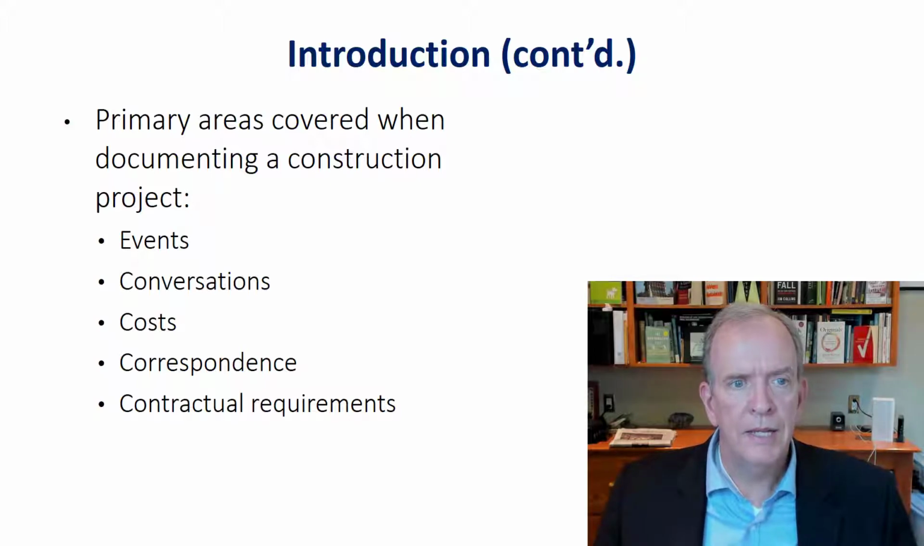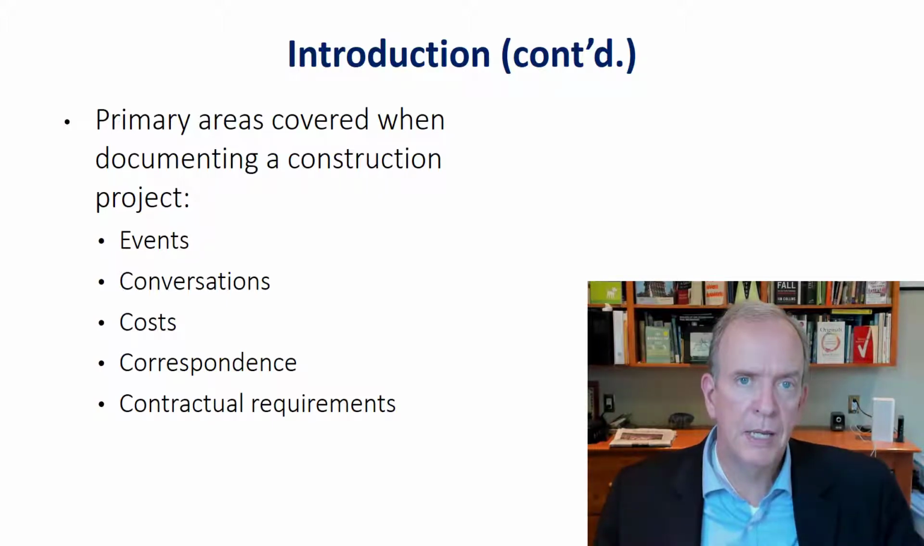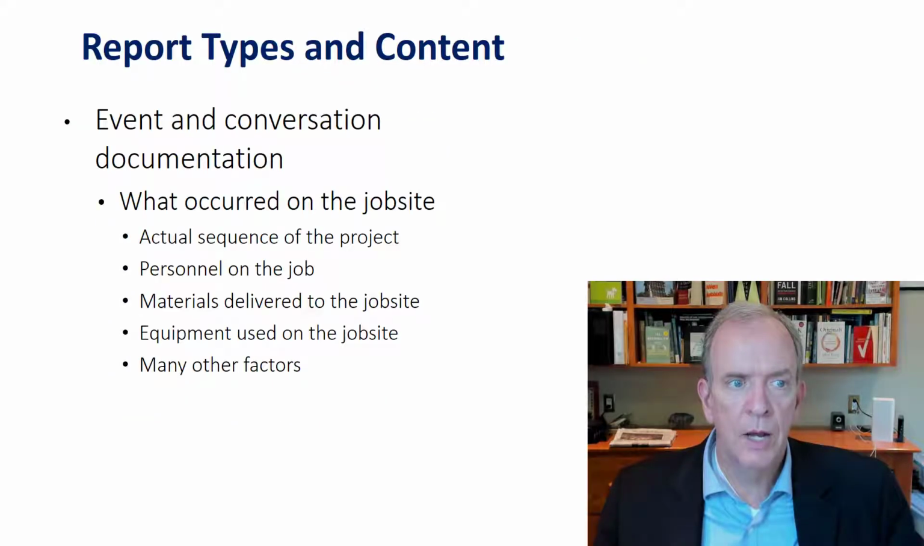So some of the areas that we cover are events that are occurring, conversations, meetings, costs, correspondence, and contractual requirements. These are just some of the areas that we want to document, so that we can have a record of what goes on, especially if people are making commitments to certain things, so that then it's on record.